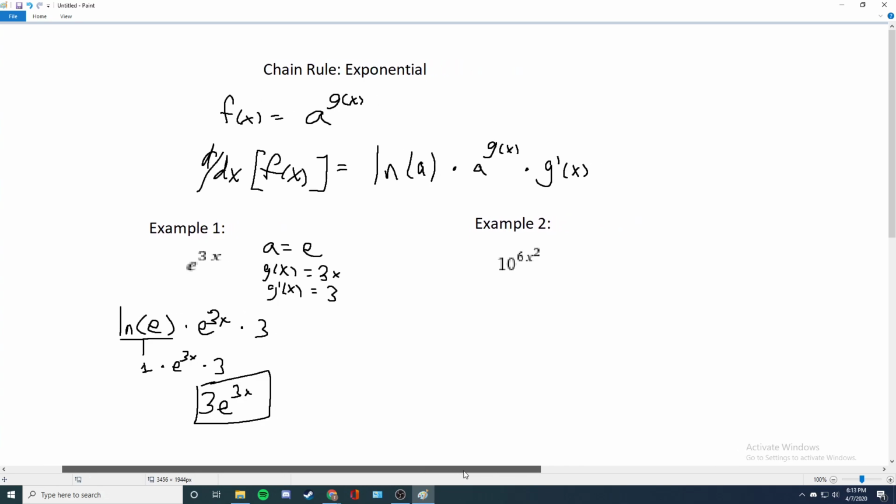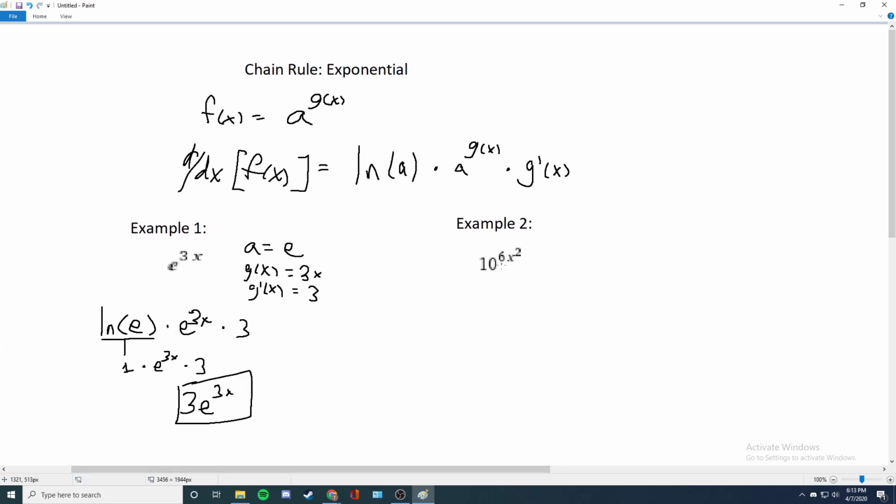Now moving to example 2, we have 10 to the 6x squared power. So here we've got a more complicated exponent, but this won't change the process at all. So here our a, the base in this case, is 10. And our g of x is that whole exponent, the 6x squared. So remember from the last problem, we're going to take the derivative of g of x, which in this case is just 12x, due to the power rule.